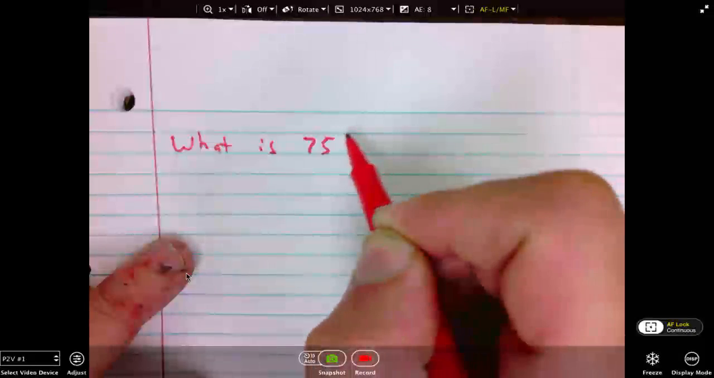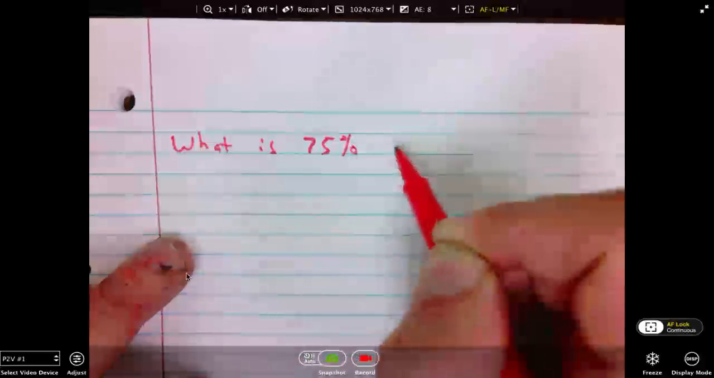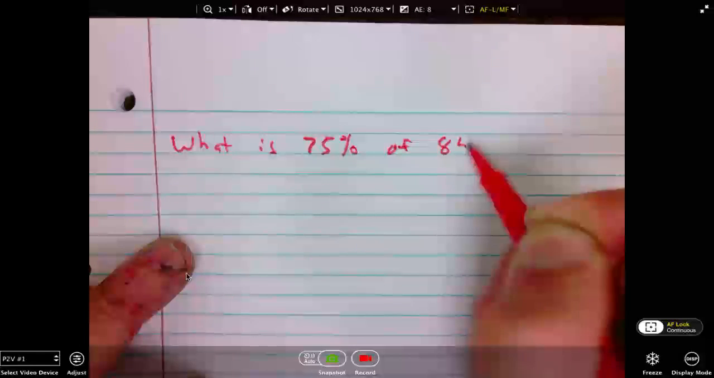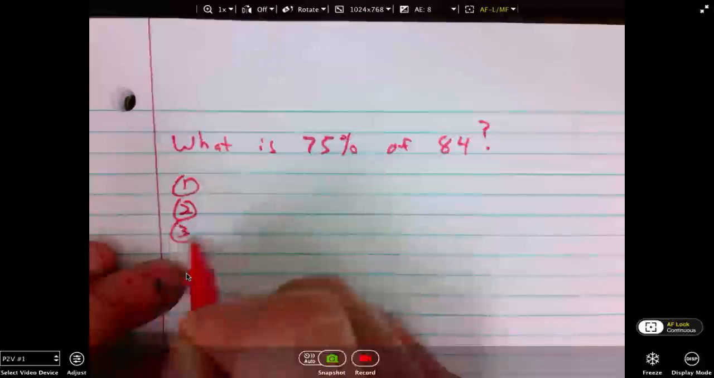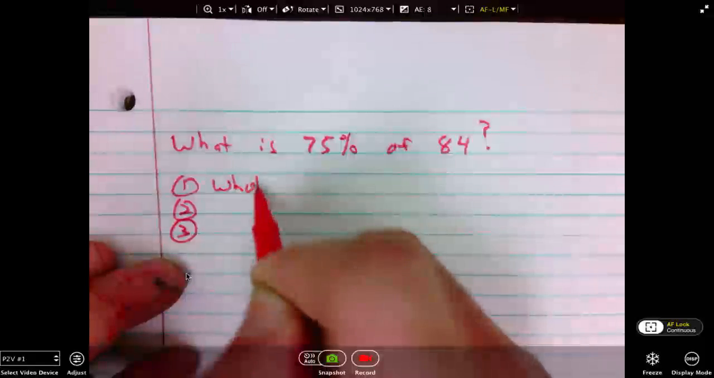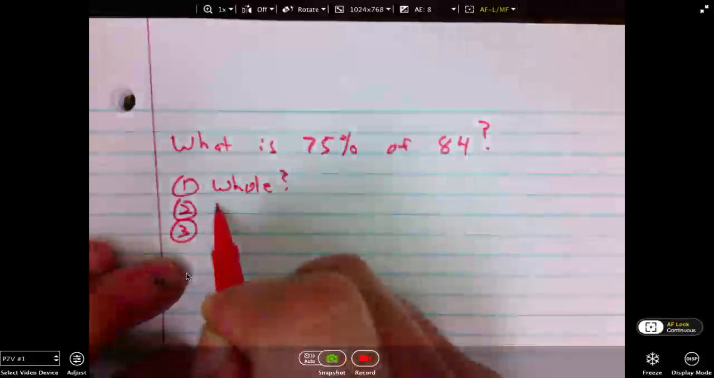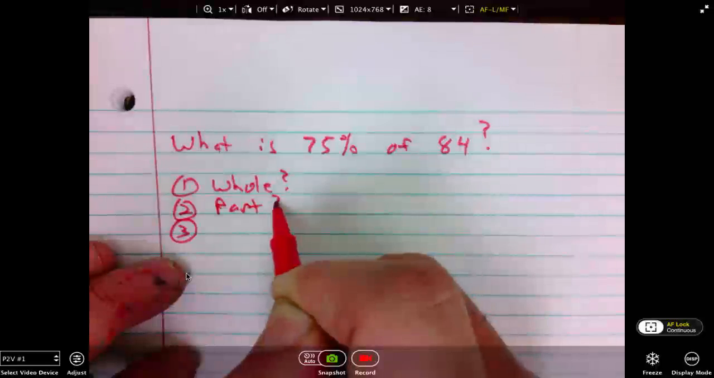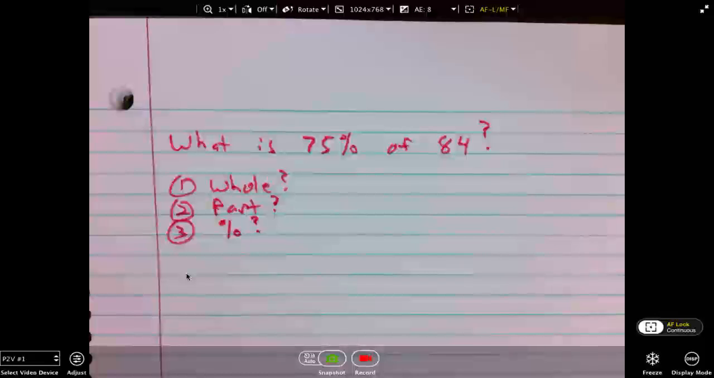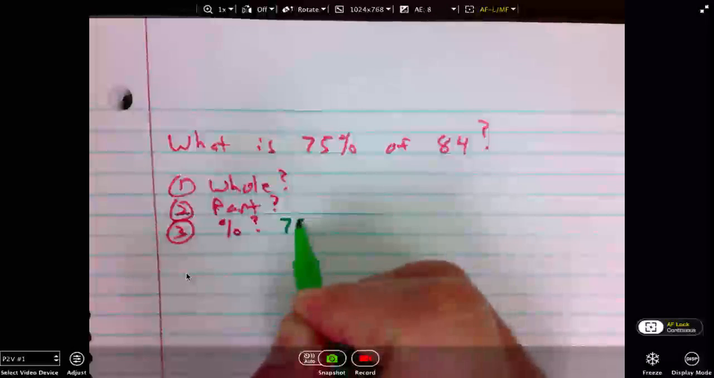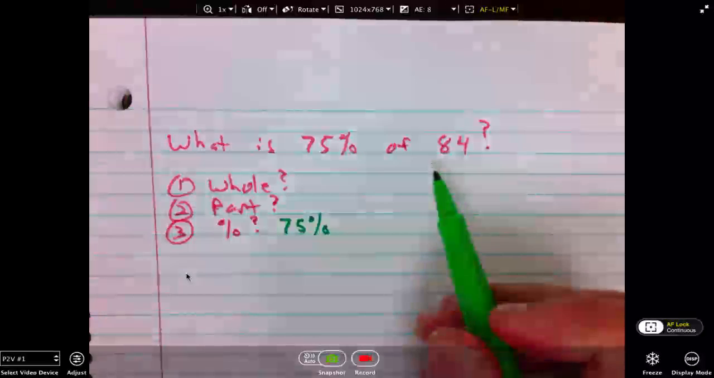What is 75% of 84? Okay, when we have a percent problem, there's 3 pieces of information we deal with. 1 is our whole, 2 is our part, and 3 is our percent. Okay, in this particular problem, quite clearly 75 is the percent. The question is this 84.